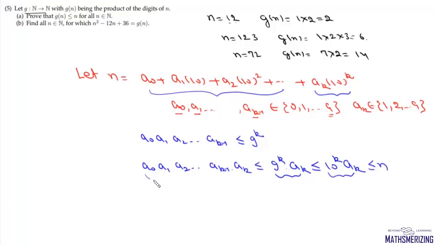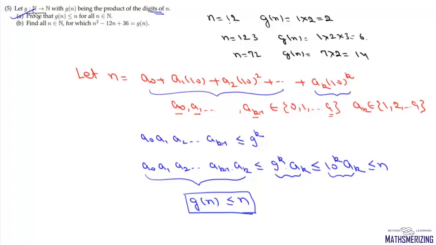Now this product on the left hand side, a0, a1, a2, ak, is nothing but the product of digits of n. So it is nothing but gn. So from here we can say gn is less than or equal to n. So that's our first part. For all n belongs to N, gn is always less than or equal to n.